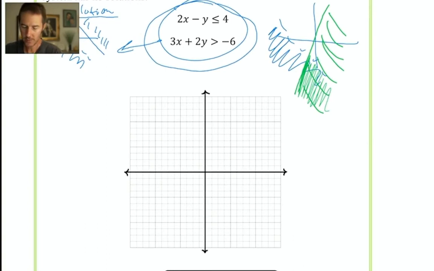2x minus y is less than or equal to 4. How am I supposed to graph that? I would prefer to convert this into y equals mx plus b form. It's just so much easier for me to graph it like that. So let me do that.